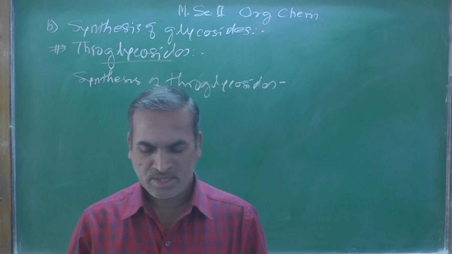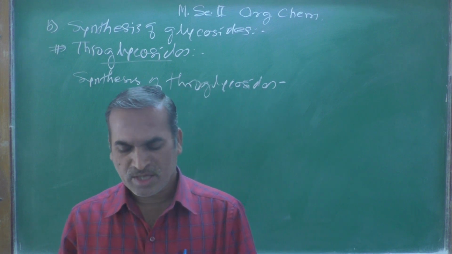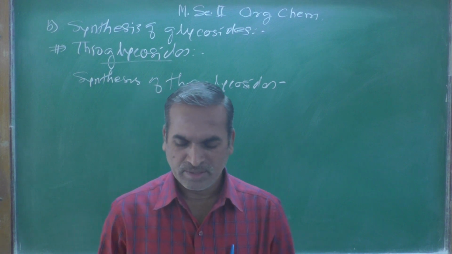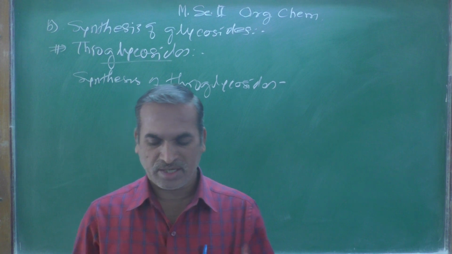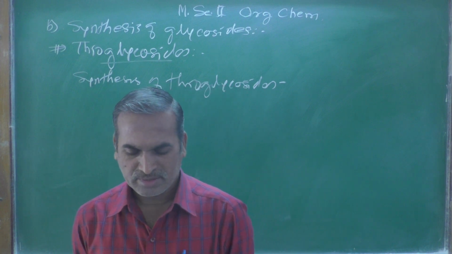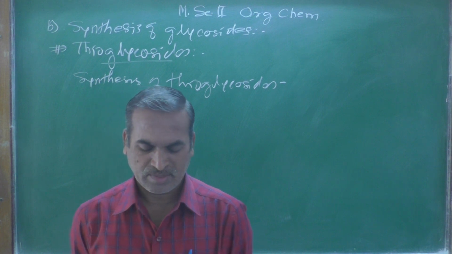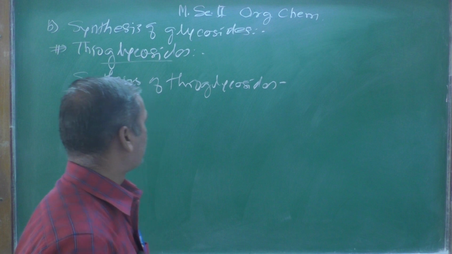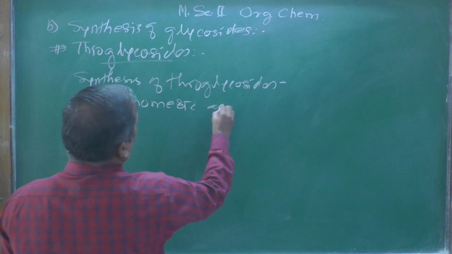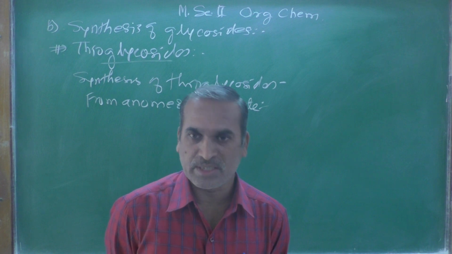Numerous ways to prepare thioglycosides have been described, but for the easy production of thioglycosides, mainly two synthetic methods are commonly employed: the reaction of peracetylated glycose with a thiol in the presence of a Lewis acid, and the reaction of an acylated glycosyl halide with a thiolate. Now, from the anomeric acetate: how can we obtain these glycosides that we are discussing right now?